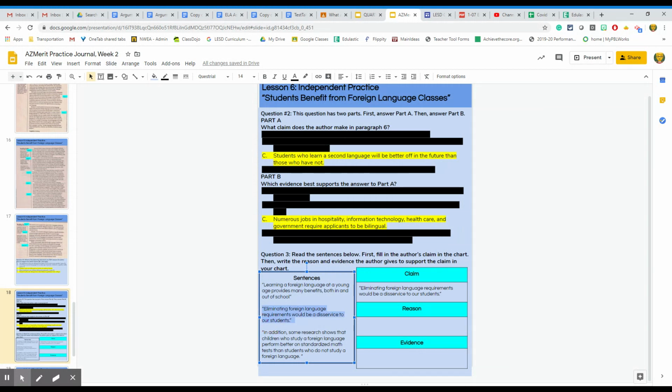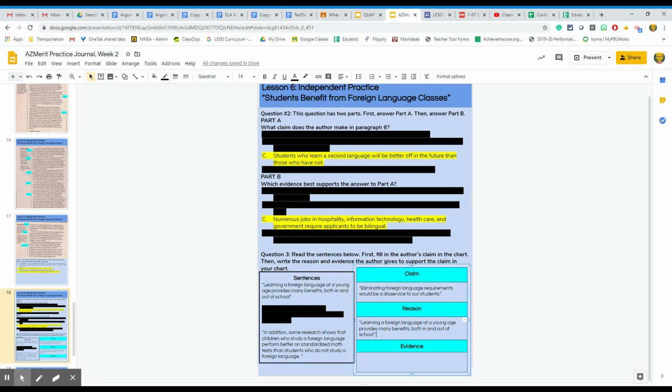So let's just black that one out. And then sentence 2, we're looking for a reason now. The reason is sentence 1. Learning a foreign language at a young age provides many benefits both in and out of school. This is their reason to support their claim.